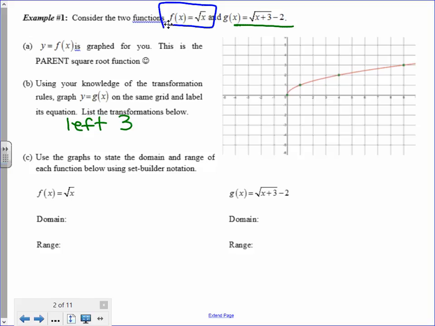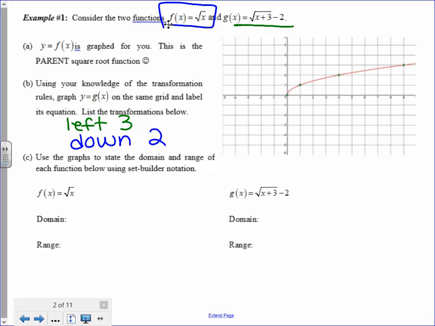I think you probably know the next one then. What's the minus 2 on the outside? What transformation? Yeah, so how are you moving? Down 2, yeah. So this graph is going to go left 3 and down 2.